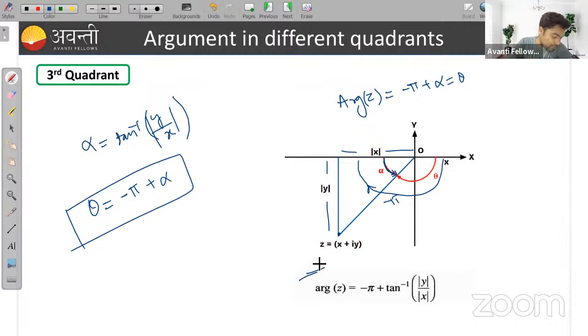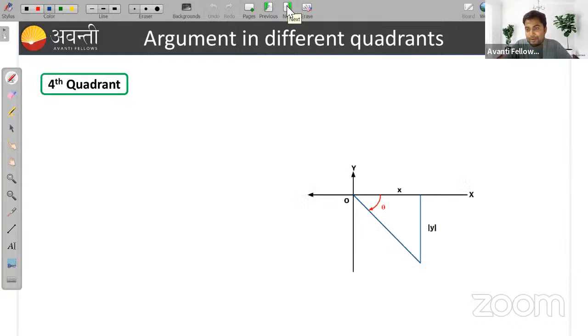Clear? You can respond in the chat box. Yes. So this is all about finding the argument of a complex number when it is lying in the third quadrant. Clear? We'll move to the next quadrant, the last one, which is the fourth quadrant. When the complex number z is x plus iy lying in the fourth quadrant, what is the argument?